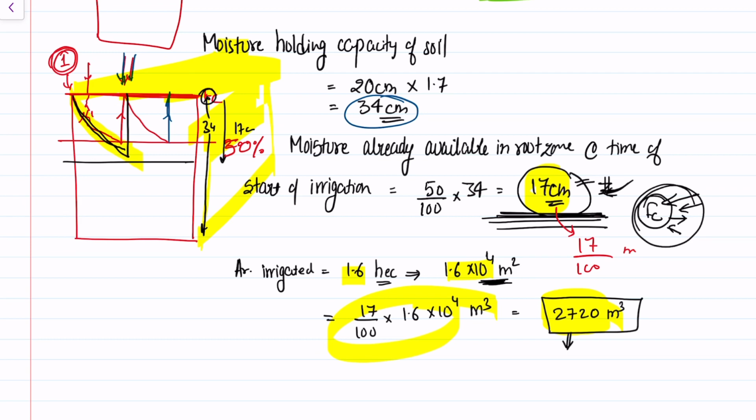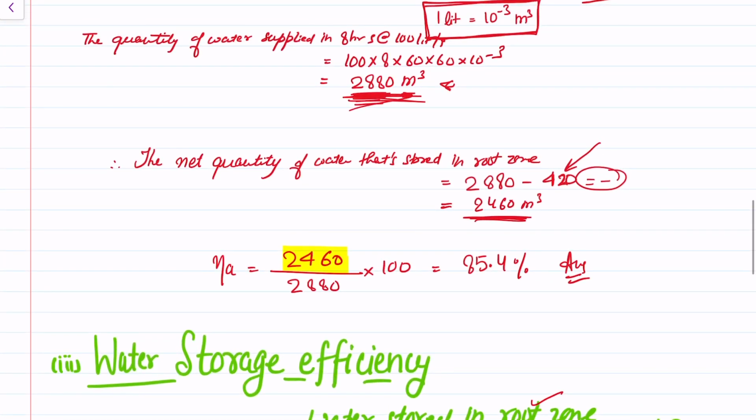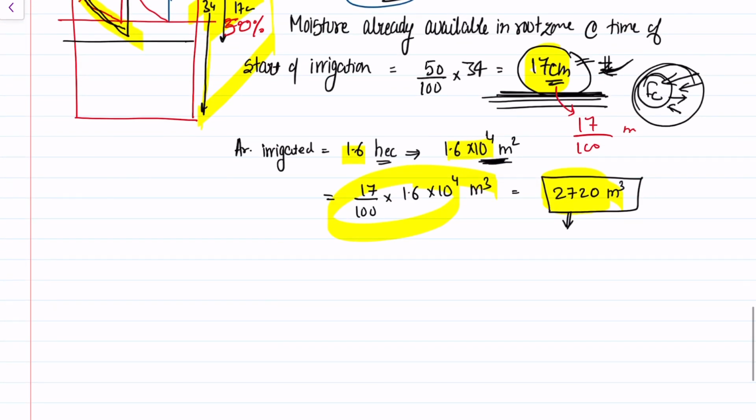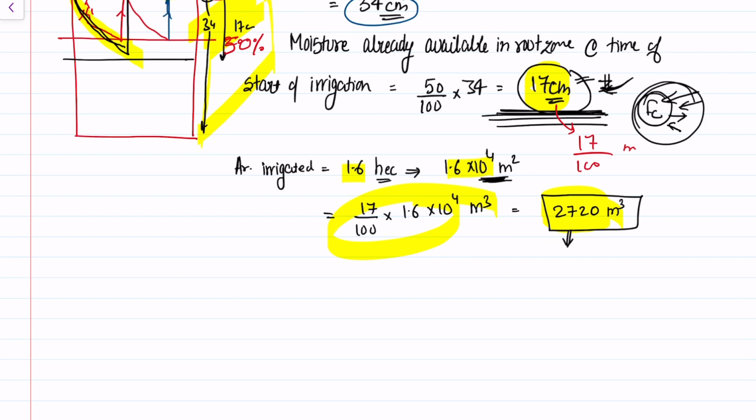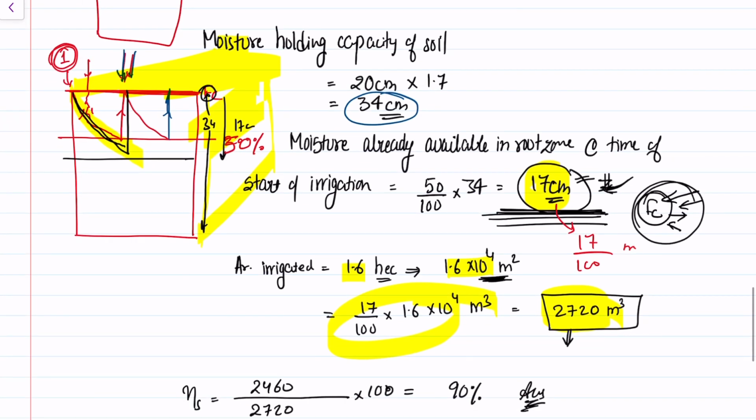And the water stored in the root zone we have already found is 2460. So the water storage efficiency Es will be 2460 by 2720 into 100. The value will come out to be almost 90%. All right, I hope this is clear to you. If there is any doubt, you can always ask in the comment section.